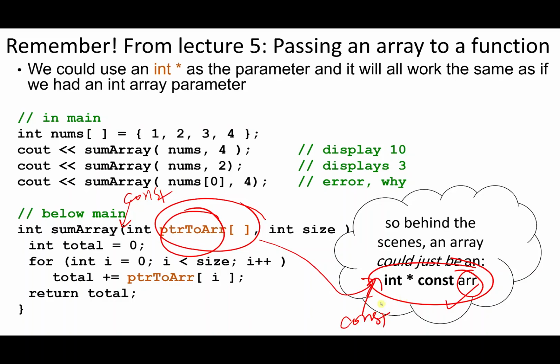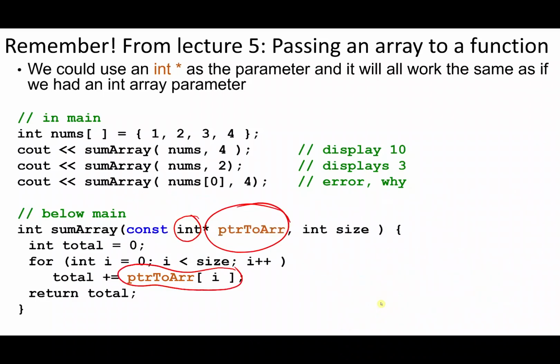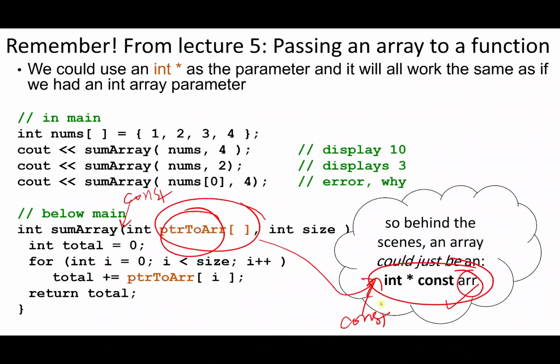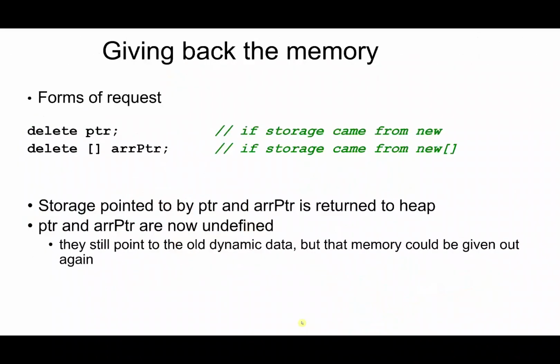That's it. So we could use an int pointer as the parameter, and it will work the same way it works if you have an int array parameter. Same thing, right? So if you want to do this, you can do this. If you want a constant, you add a constant. Now it's a piece of cake for you.